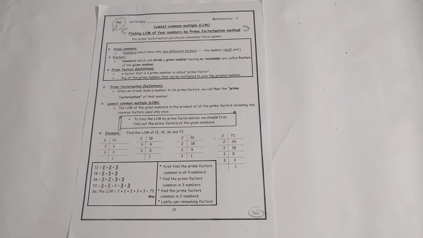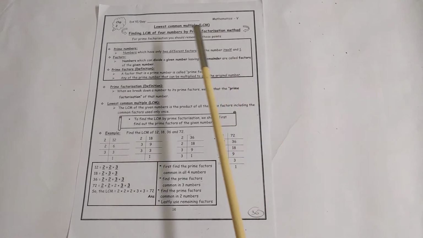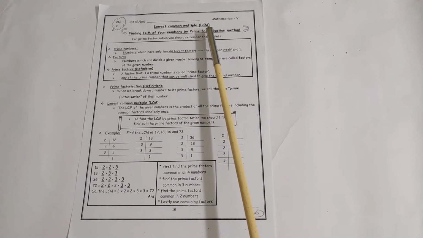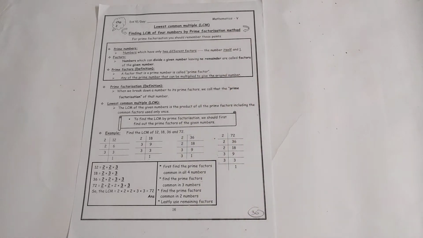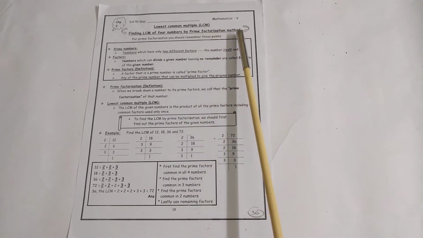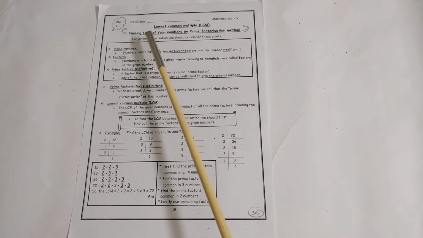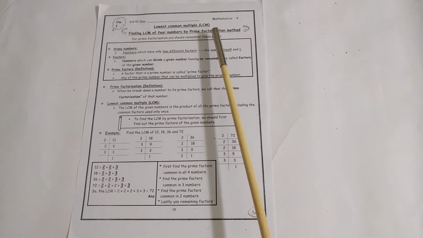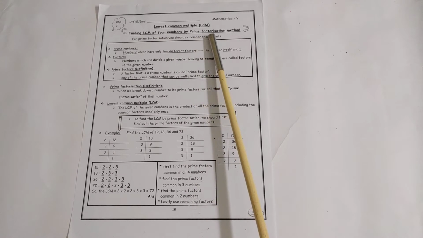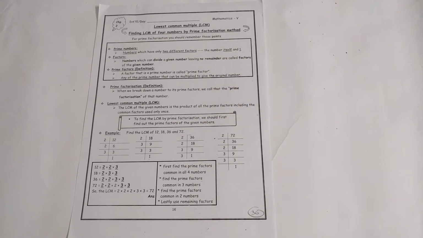Today I am here with a new topic. So firstly open your booklet, page number 36. For better understanding of this new topic, today the topic is lowest common multiple or LCM of four numbers by prime factorization method. What is the topic? Lowest common multiple or LCM of four numbers by prime factorization method.